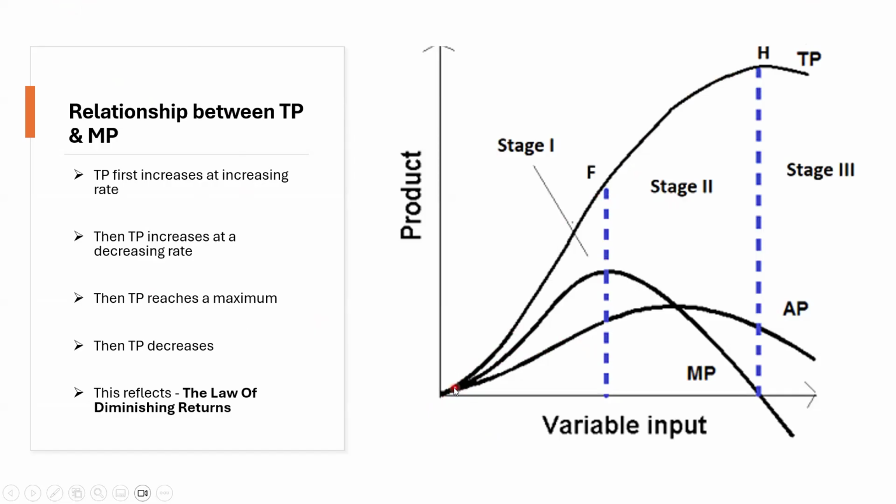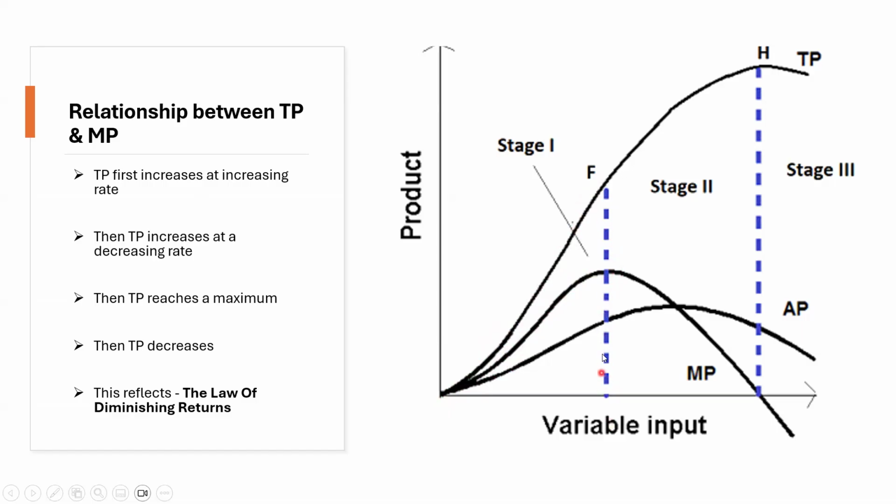So you can see that here at the beginning, your total product is like an S shape. Your total product starts here, it starts to increase at an increasing rate. Why? Because your marginal product is also increasing, right? So it increases at an increasing rate until your marginal product reaches its maximum here, right?